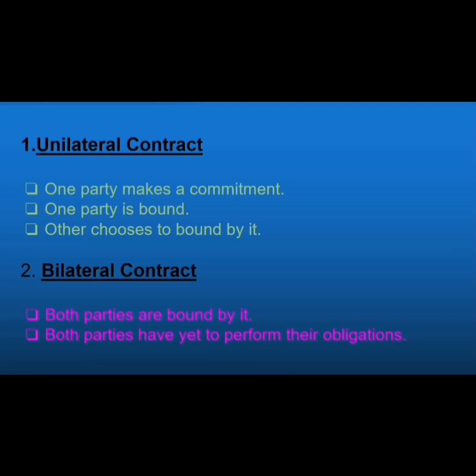In unilateral contract, one party makes a commitment to perform his part of the promise. One party in this case is bound, but the other party is not bound by it. Next, bilateral contract. Both parties are bound by it, meaning both parties have yet to perform their obligations. So this is all about, dear students, the very important question named kinds or classification of contracts.